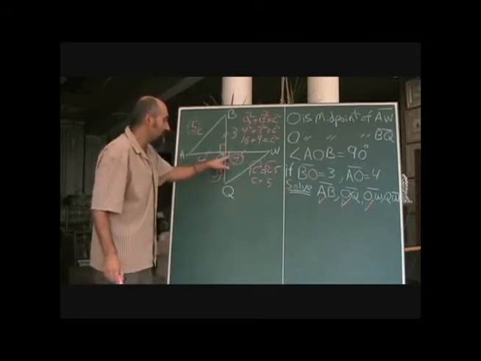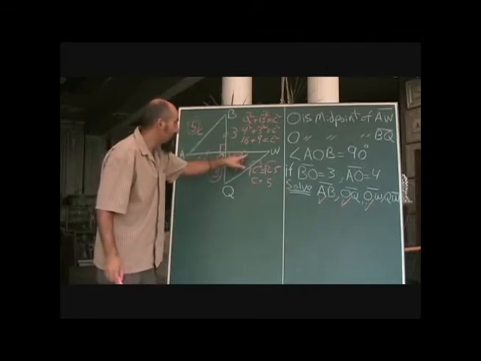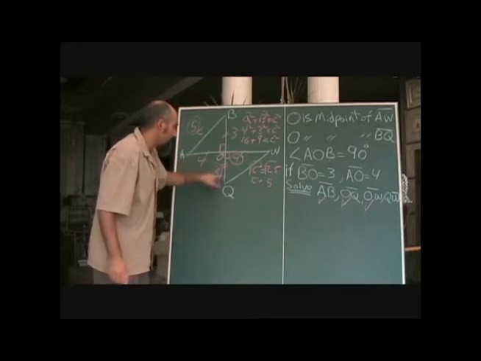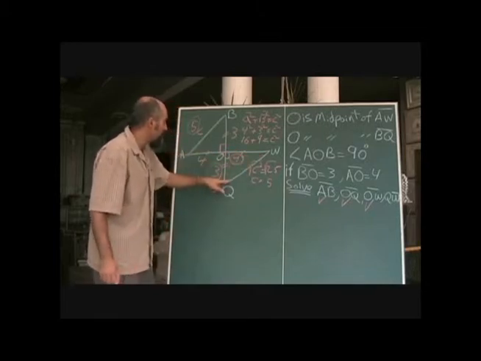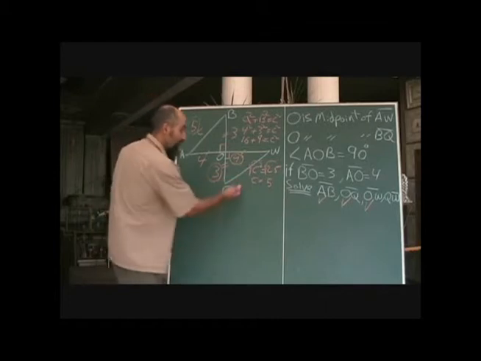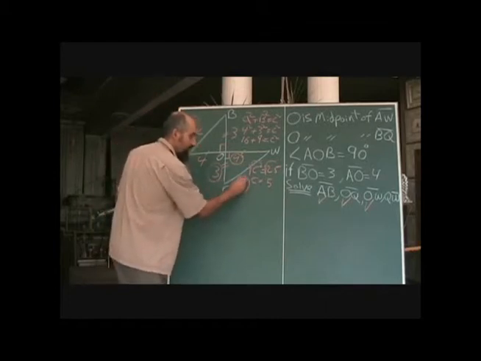Well, if that's going to be 90 degrees, what we can do is use the Pythagorean theorem, because a squared plus b squared is going to be equal to c squared, which is the same thing we did there. So this guy is going to be 5.